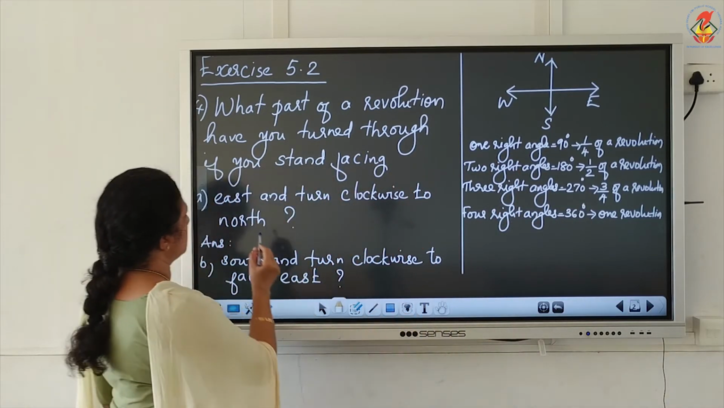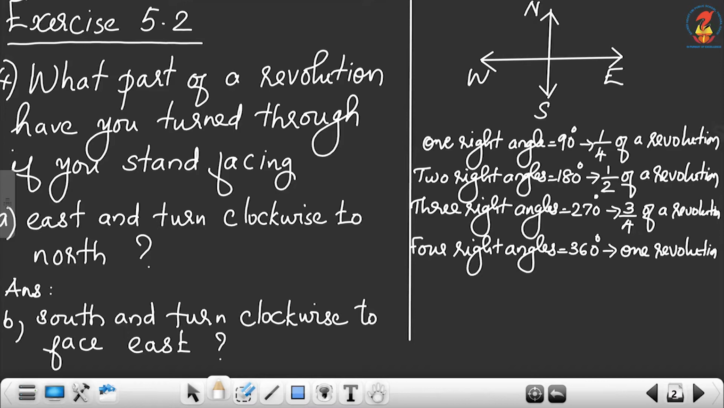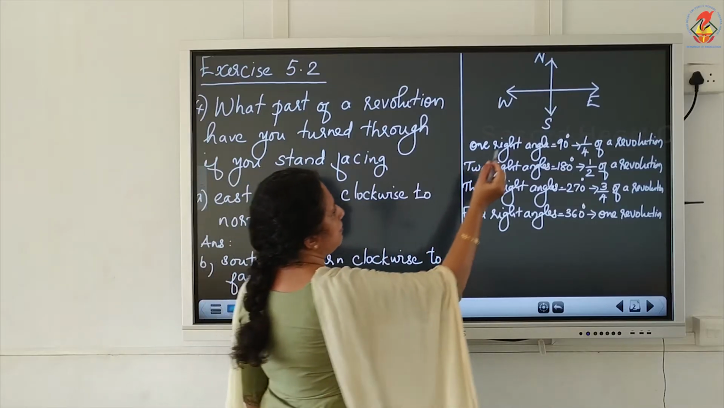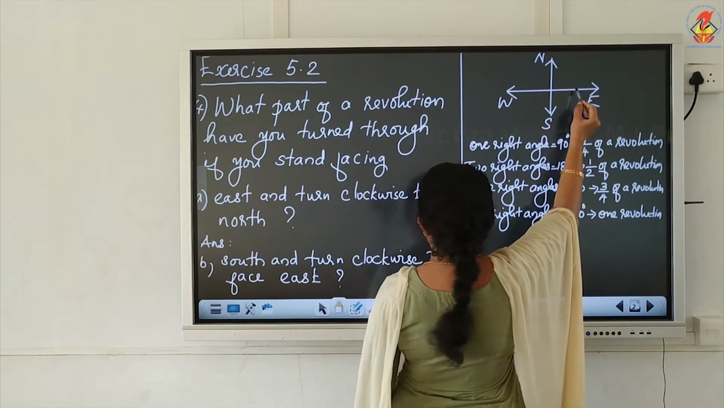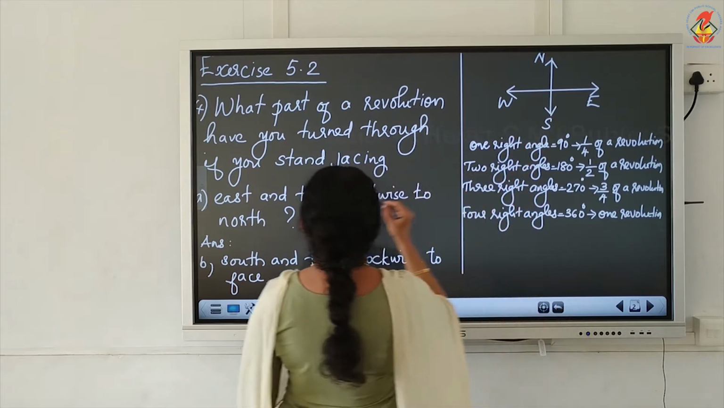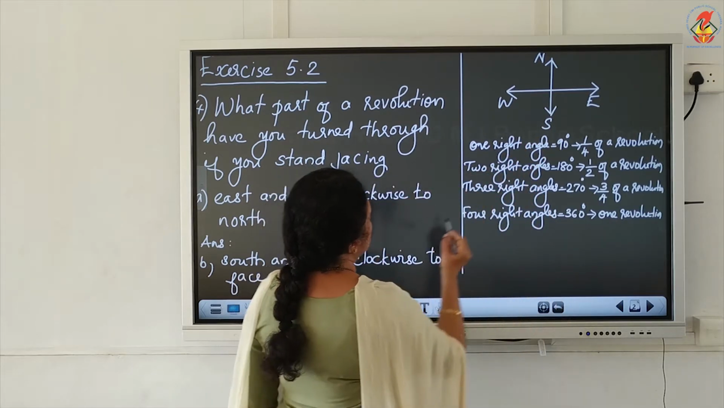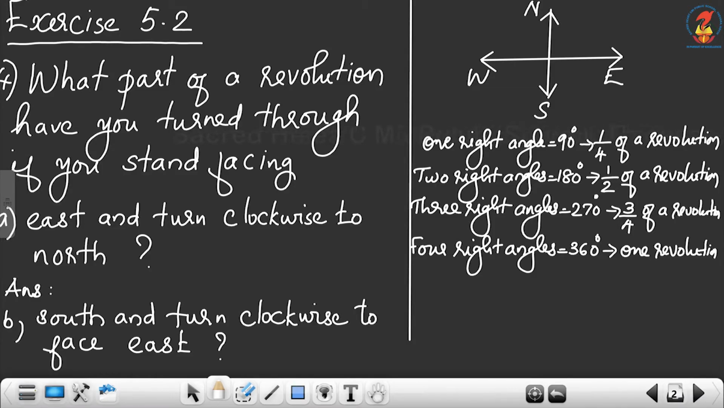Then look at the first question. What part of a revolution have you turned through if you stand facing east? Now you stand facing east. Now you are in this position, and you have to turn clockwise to north. So you have to start from east and turn clockwise to north. So you have to move in the clockwise direction.